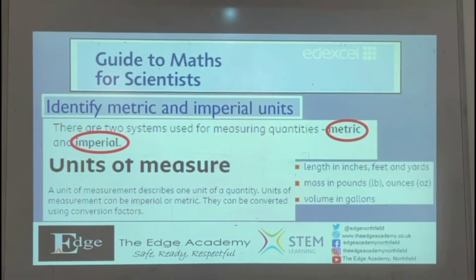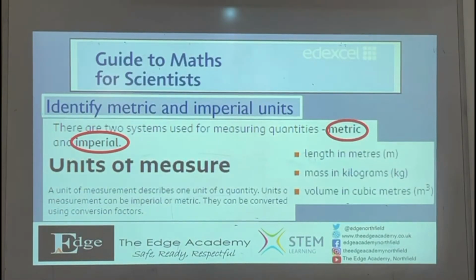So here I have some examples. Can you pause the video for me and have a think to see, are these examples metric or imperial? So well done for having a go at that if you did. Length in inches, mass in pounds, volume in gallons, those are all imperial units.